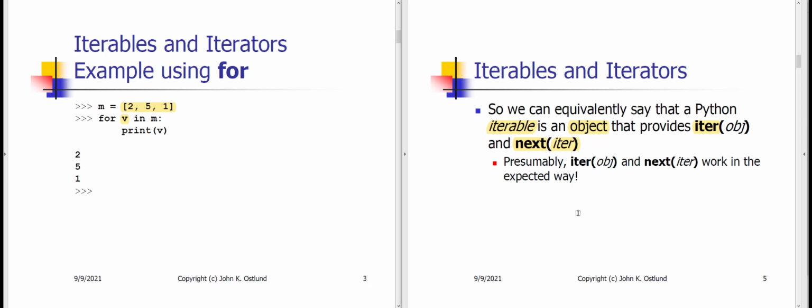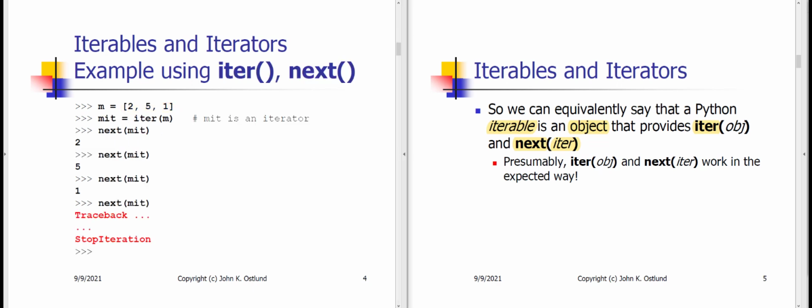Now, of course, we have to assume that the iter function and the next function are defined to work in a reasonable way. If we define iter to return the value 5, and if we define next to call the print function, technically we will have defined the iter function and the next function, but those are ludicrous, pointless definitions.